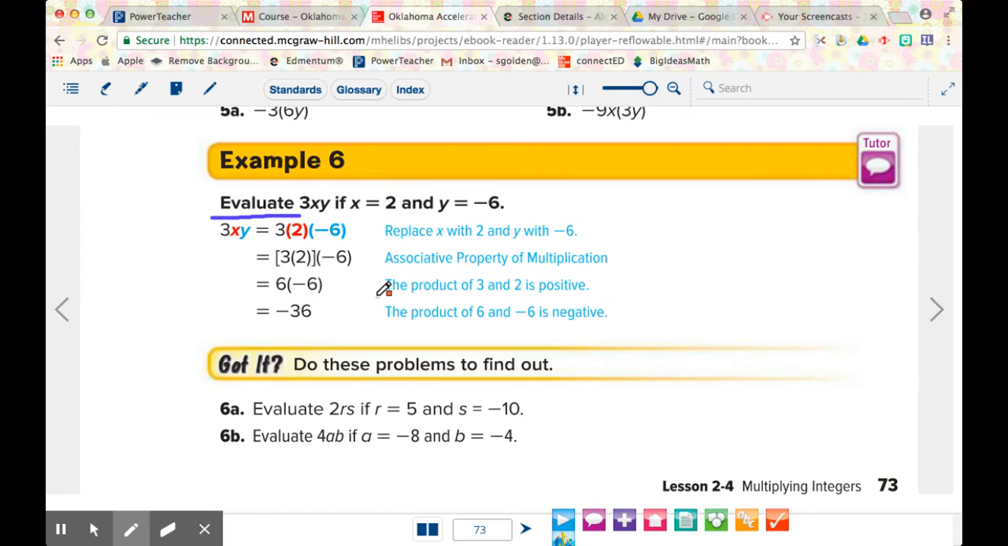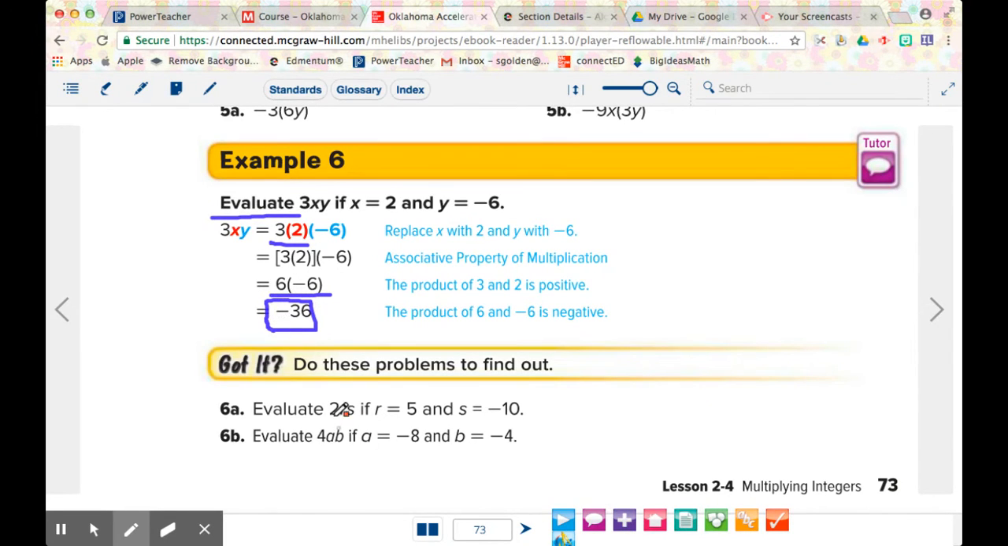So the first thing we always do on these types of problems is go ahead and rewrite it. Substitute in your numbers. So 3 times x, they tell me x is 2, times y, they tell me y is negative 6. So now you are just having to multiply. 3 times 2 is 6. Then we have 6 times negative 6, which gives us an answer of negative 36.